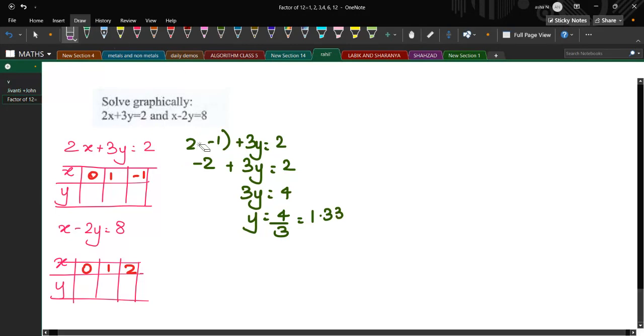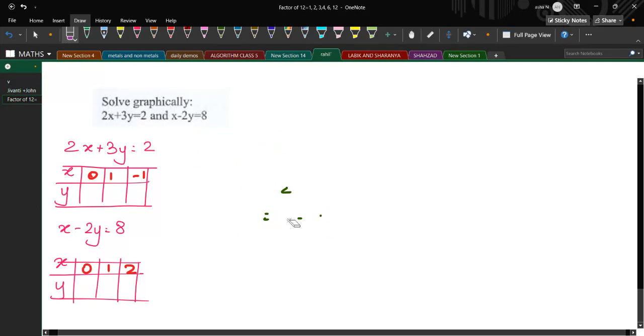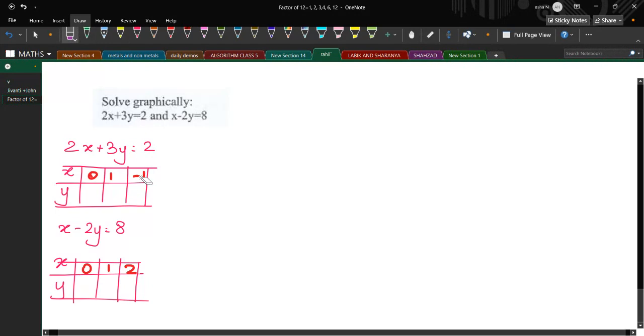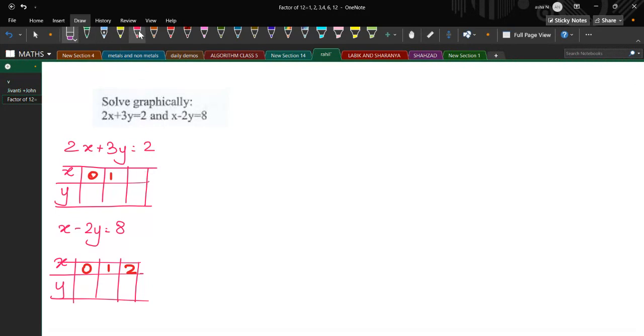Correct, it would be difficult. So, are you going to take minus 1? No, not a good idea. Let's change it. 4 twos are 8. 3 twos will be 6. Let's take 3.